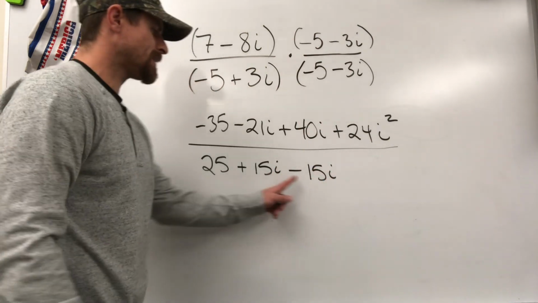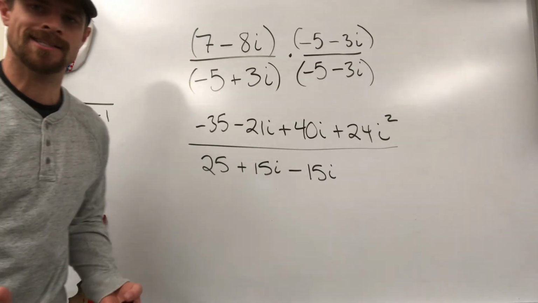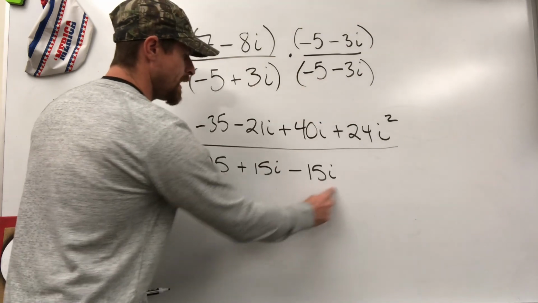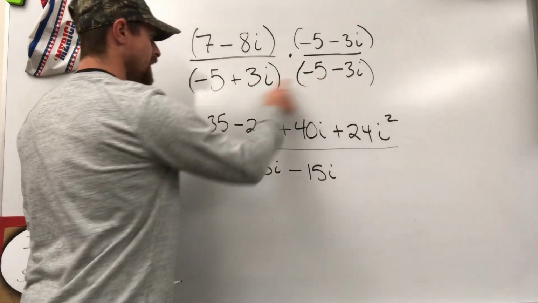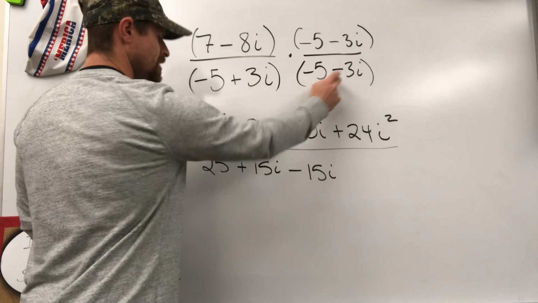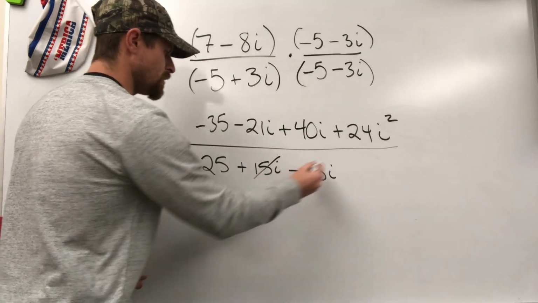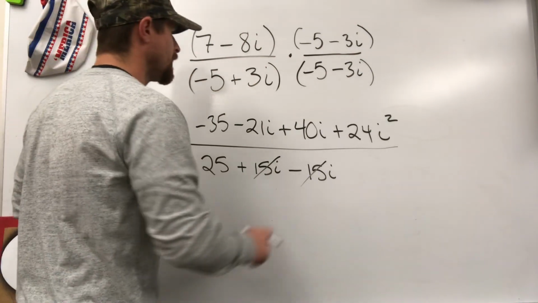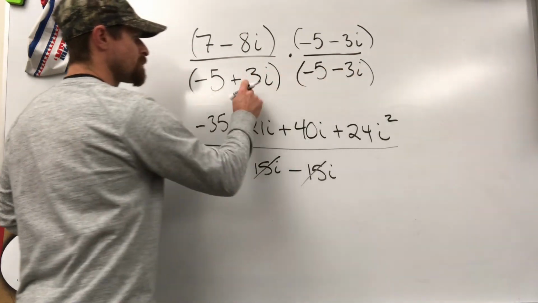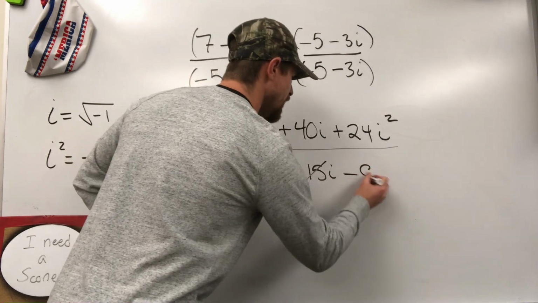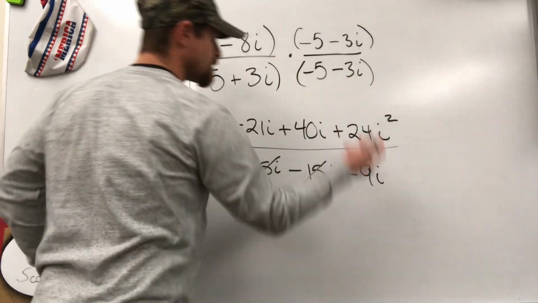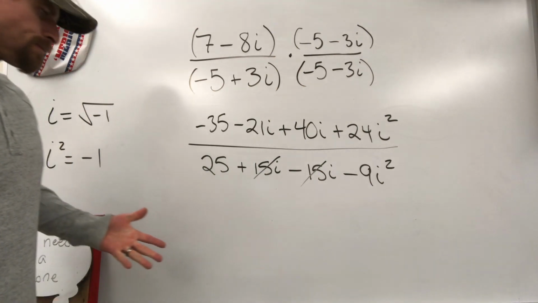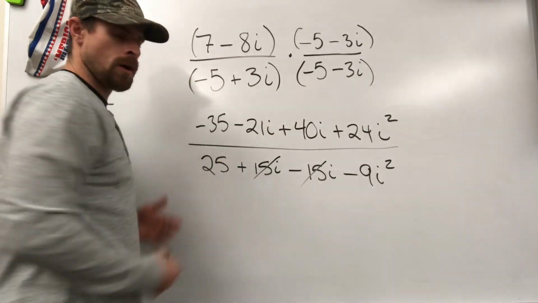And right here, this is where you realize why multiplying by the conjugate is so important, right? What we just did is we created a negative 15i and a positive 15i by using the conjugate. And those are going to eliminate. We'll just take care of that right now. They're gone. See you later, alligator. Negative 3i times positive 3i is gonna give me negative 9i, but it's an i times an i, so i squared. Okay, now that we get to this point, it's time to start looking for like terms.